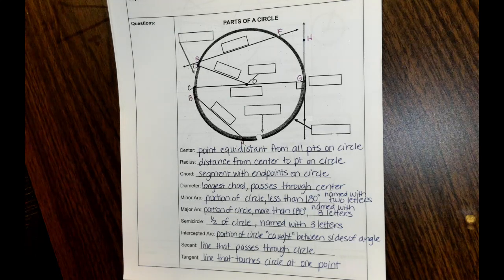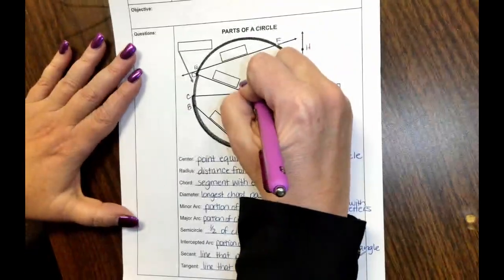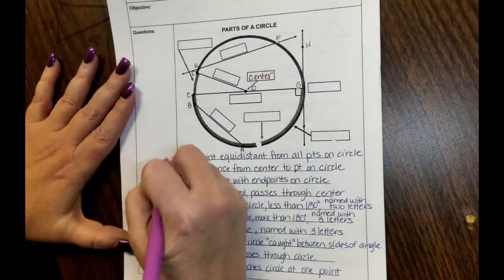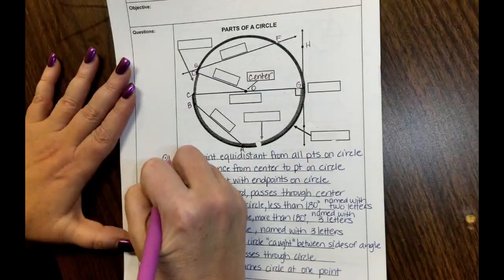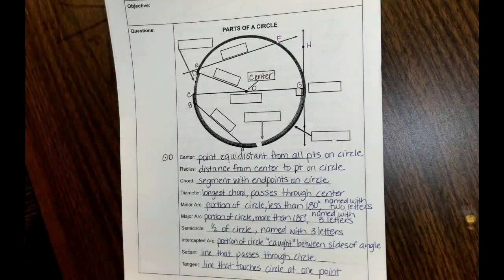So the first word is center. The center of the circle is the point that is equidistant, or the same distance, from all the points on the circle. And in this picture, we have our center right here. A circle is named by its center, so you might see circle O, or circle R, or circle K, or circle whatever. A circle is always named by its center.